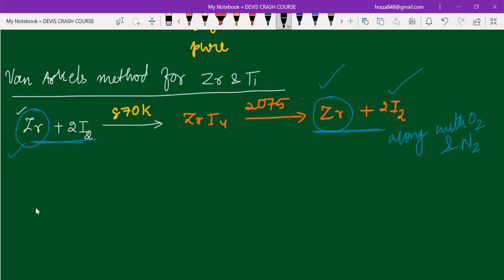Again, if you have titanium, so this is your titanium. Again, you are going to react it with 2I2 at 500 Kelvin, and then you will get a complex TiI4. And after getting this, you are going to heat it at 1700 Kelvin. Then you will be getting Ti plus 2I2 along with O2 and N. Okay. So it's very, very easy. Yeah. Please do write it.